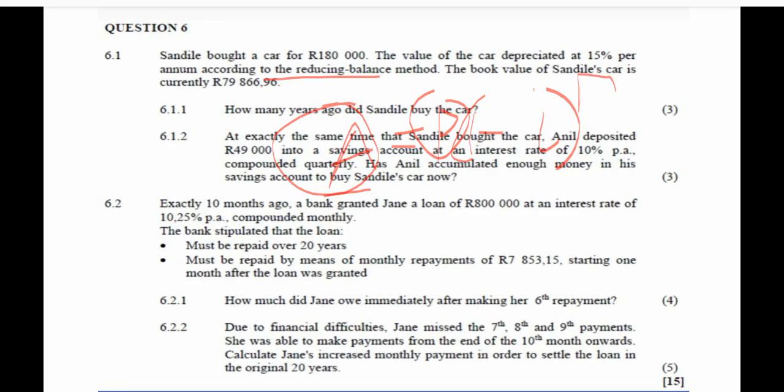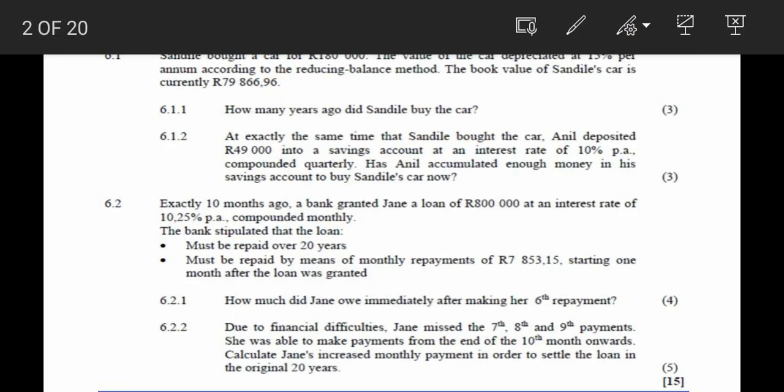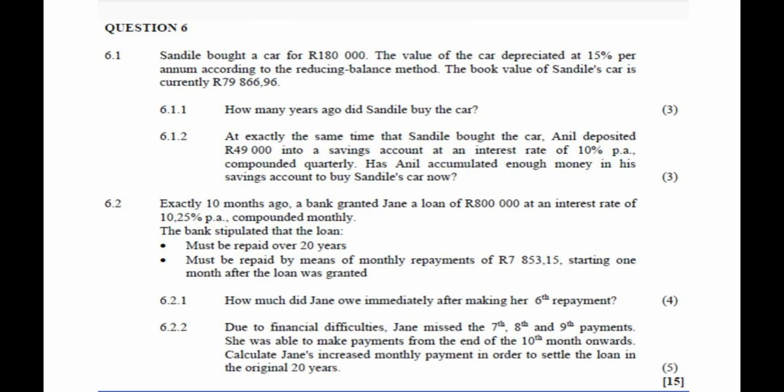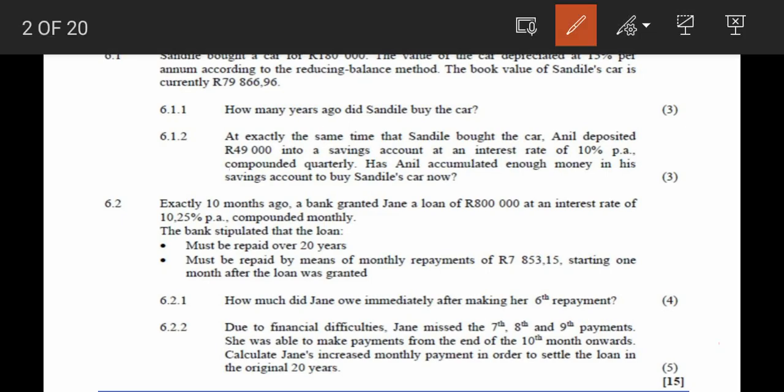Then 6.1.2 says, at exactly the same time that Sandile bought the car, Anil deposited 49,000 into a savings account at an interest rate of 10% per annum compounded quarterly. So note that, you want to note that whenever you are reading your statement in financial maths. So per annum compounded quarterly. Has Anil accumulated enough money in his savings account to buy Sandile's car?